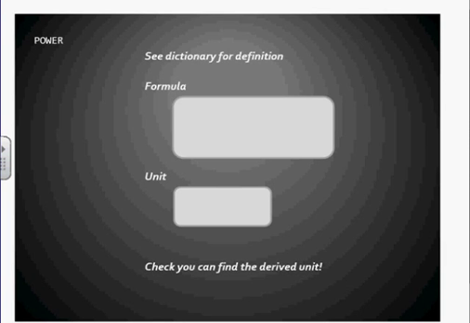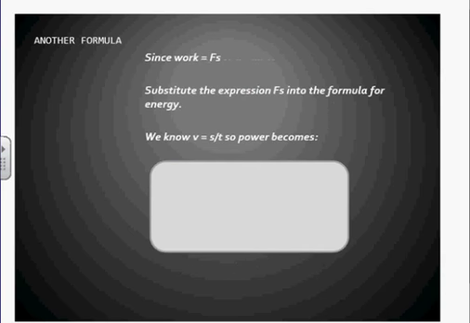You can define it by the word equation: power equals work divided by time. Do that in words, you'll be fine. The unit is the watt, a derived unit, so make sure you can do that. Since work equals Fs, we're going to substitute the expression Fs into the formula for energy: work equals force times distance.